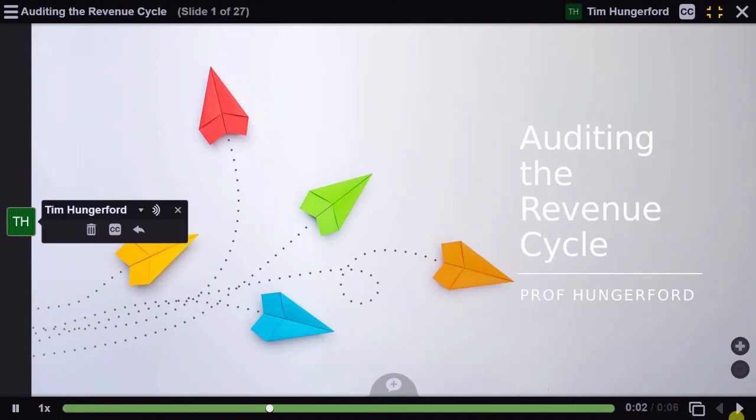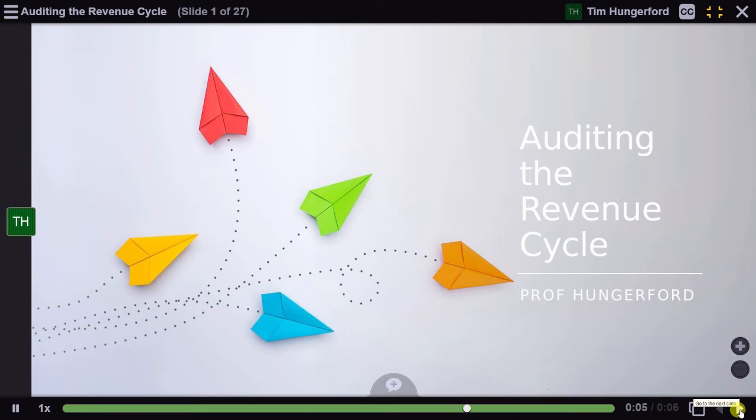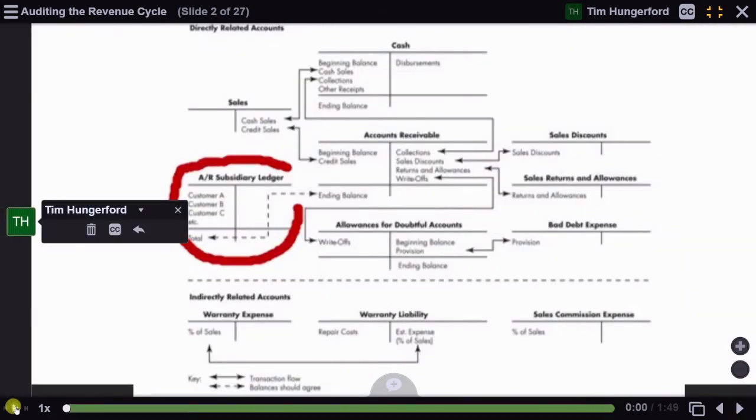All right, welcome to the lecture on auditing the revenue cycle. The main accounts in the revenue cycle are sales and accounts receivable.